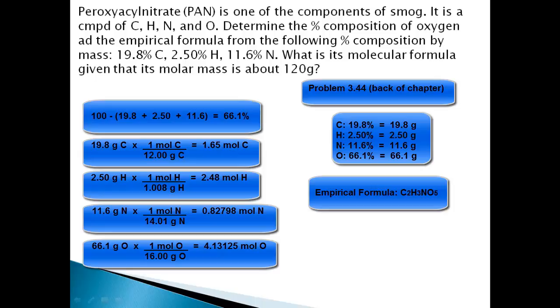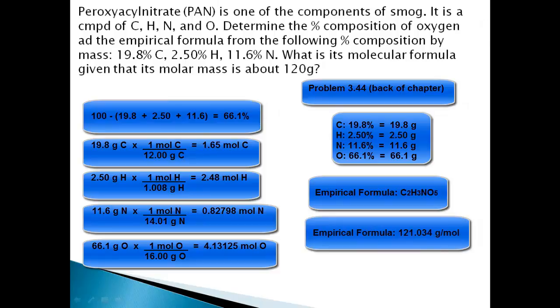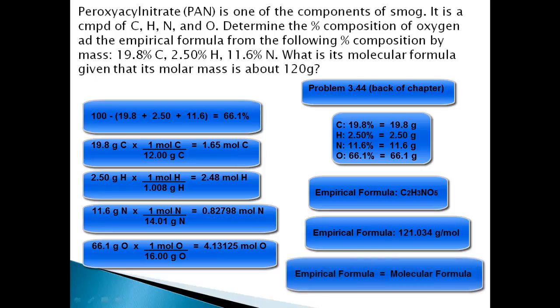Now I have to find the molecular formula. Given that the molar mass is about 120 grams, what I need to do is find the molar mass of the empirical formula first to figure out how many times the empirical formula fits into the molecular formula. So if I do that, that's 121.034 grams. Well, guess what? The empirical formula only fits once into the molecular formula. So the empirical formula is the molecular formula. So the answer to the molecular formula would be the same compound, C2H3NO5.